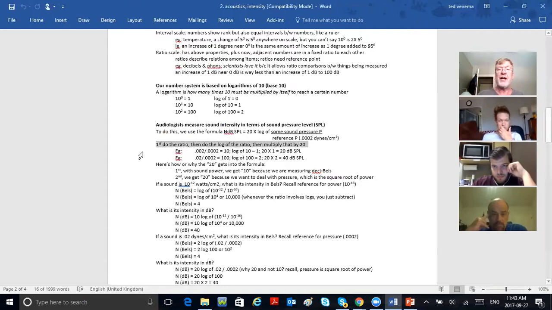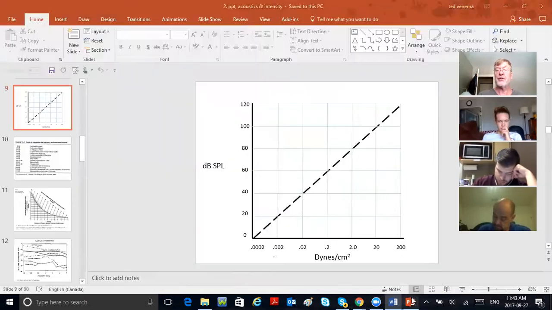And I gave you two examples here. If you had 0.002 dynes per centimeter squared, what does that mean in decibels? Well, 0.002 divided by 0.0002 equals 10. How many times does 10 have to be multiplied by itself to equal 10? Once. So the logarithm of 10 is 1. What's 20 times 1? 20 decibels sound pressure level. Sure enough, if your pressure is 0.002, your decibels is 20.